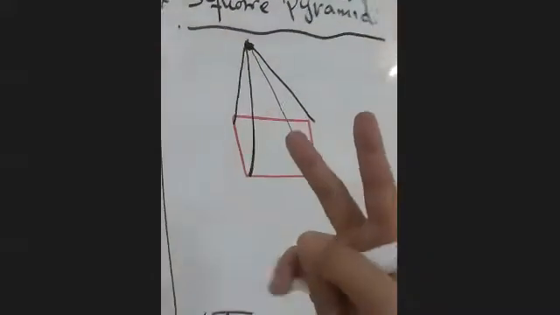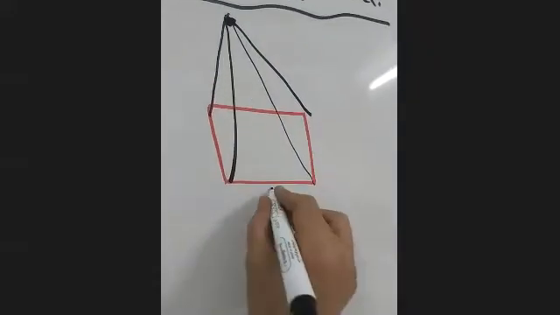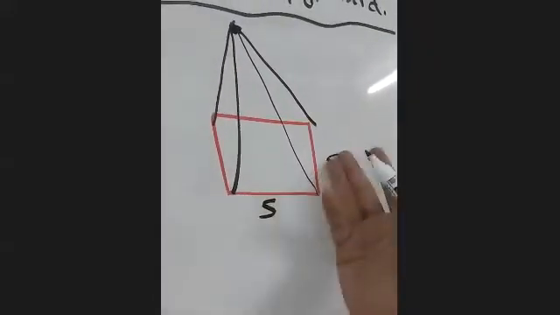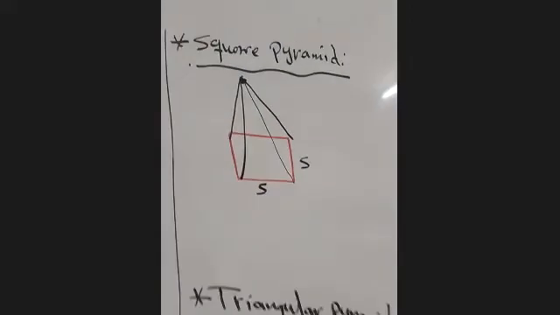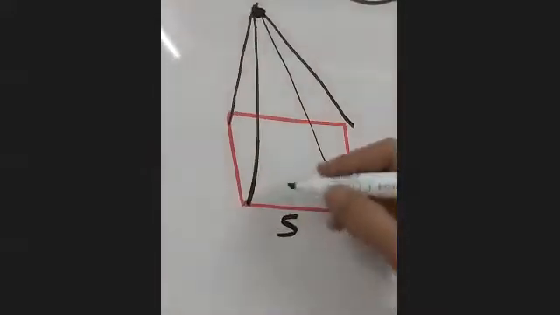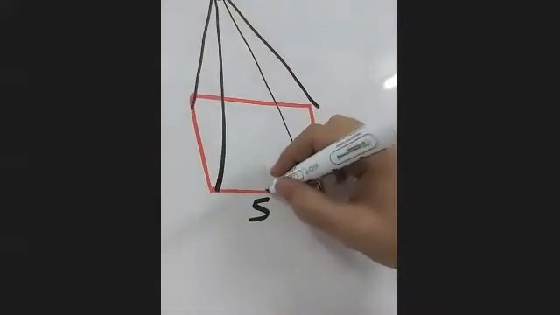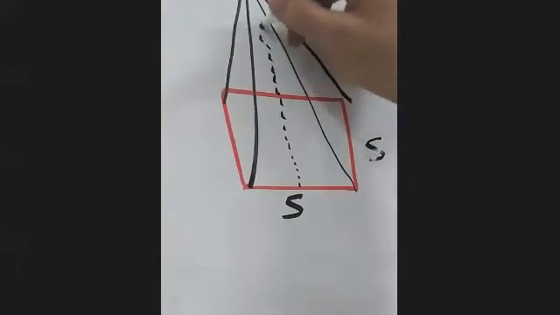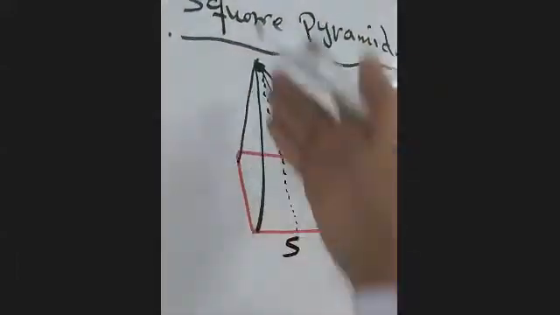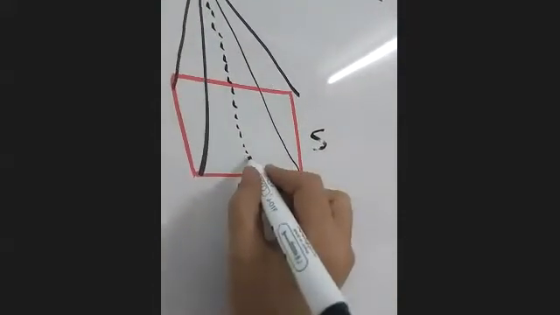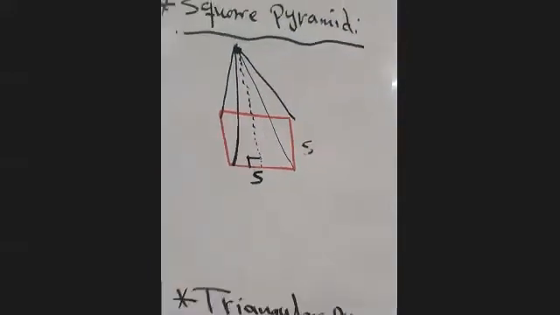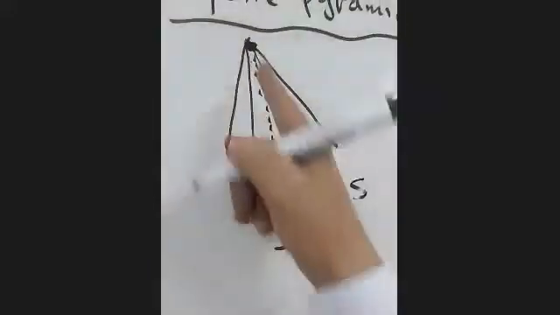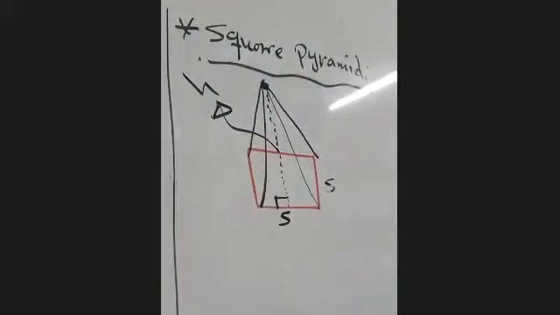Now here we have the side length. I will call it S and S because it's a square, not length and width as in the rectangles, remember? And the height of the triangle, sorry. How will I know the height, guys? The height always has a right angle with the base. Don't forget that. So the dotted line, this one, we call it the height of the pyramid.